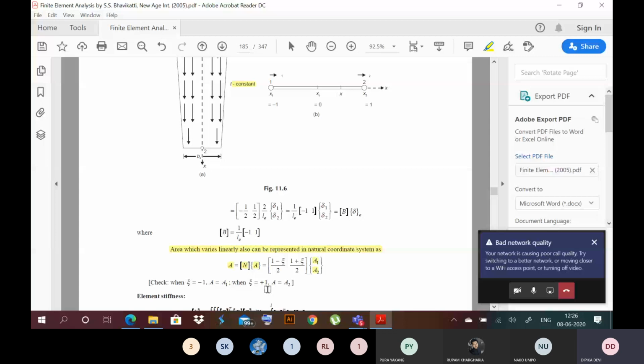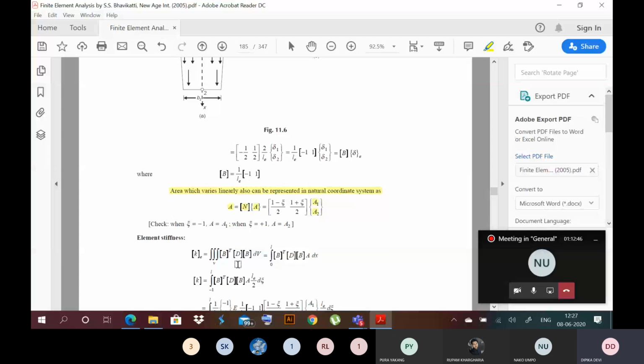Now, what is the element stiffness matrix? Here, as area is not constant, we cannot directly use the element stiffness matrix that we had earlier. That expression was for when area was constant. But in our case, now area is variable. It varies along the length of the element. Therefore, you have to derive it. You have to derive it from the original equation. What is the original equation of K? K of an element is equal to the integration over volume of B transpose D B dV.